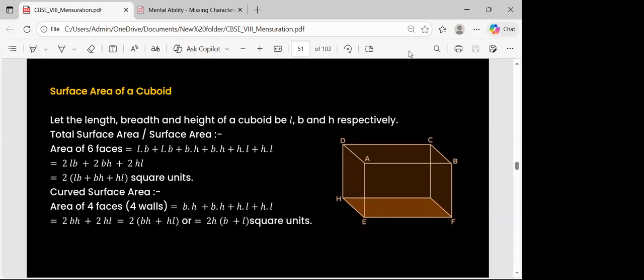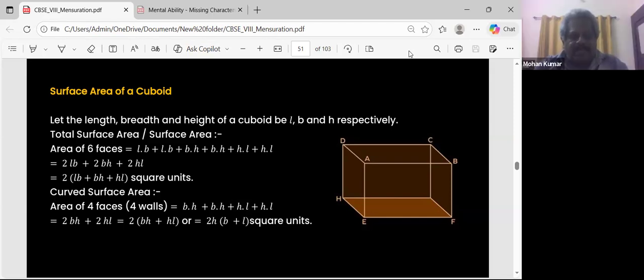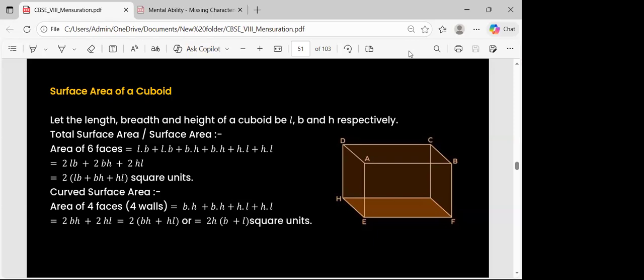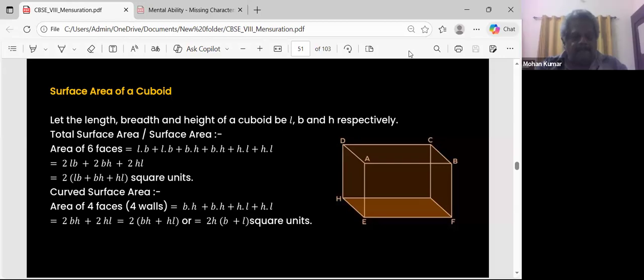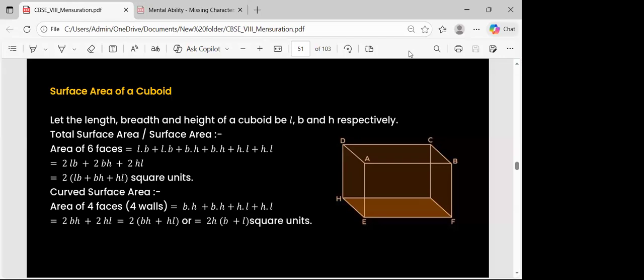Is it clear? What is L point B? L, not point B, it is L into B. Okay. Just write the second one, that is better. Accepted?